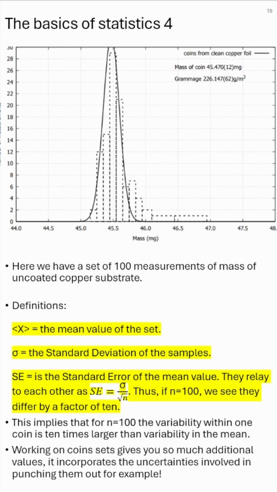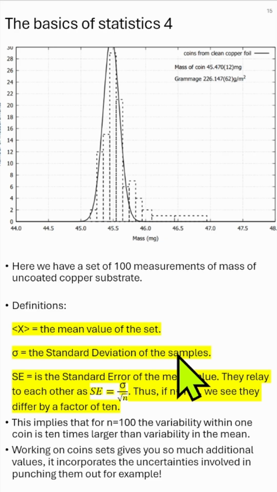The basics of statistics 4. So here we have this histogram of our uncoated copper foil coins again. The one with the narrower distribution. So let's go through some basic definitions of statistics. When we write something in angular brackets, then we are referring to the mean value of that data set. If we're talking about sigma, then we mean the standard deviation of the samples.